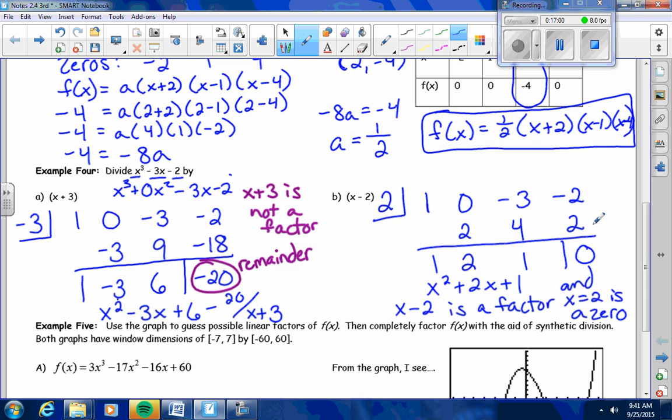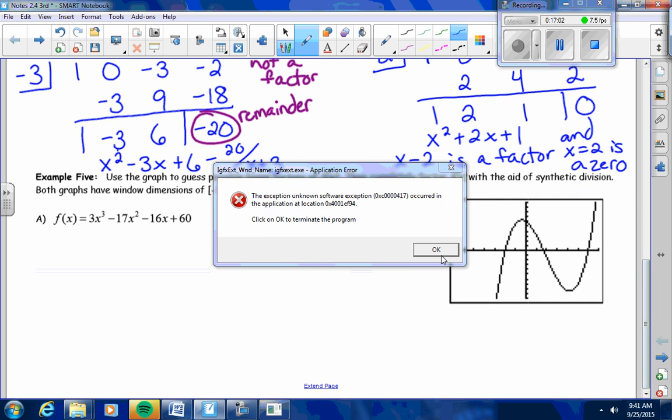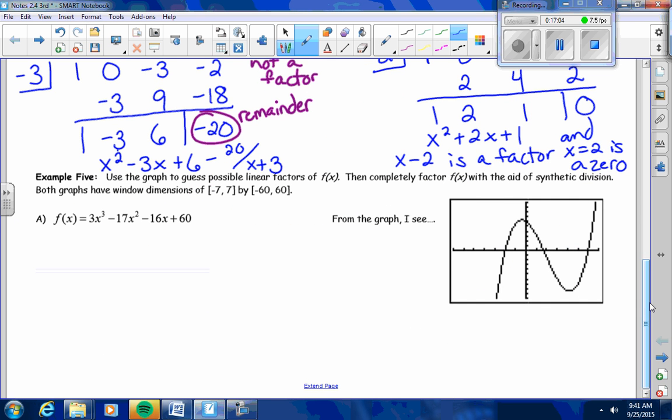All right, example 5. Use the graph to guess possible linear factors of f of x. Then completely factor f of x with the aid of synthetic division. All of the graphs that are given here have a window setting where the x window is -7 to 7 and the y window is -60 to +60.